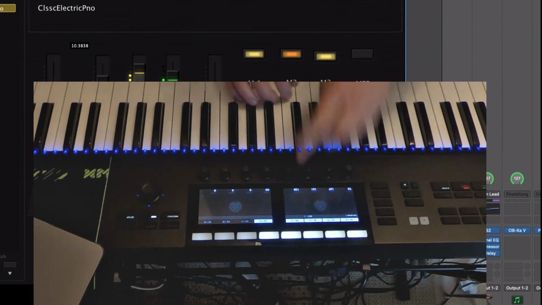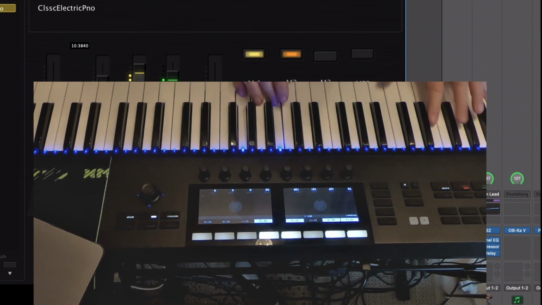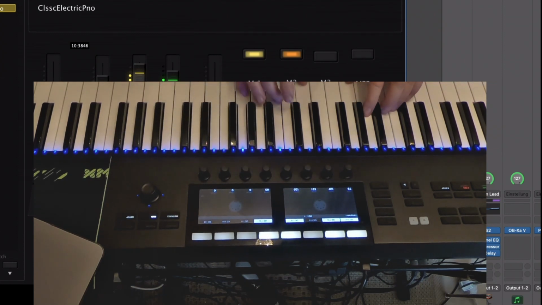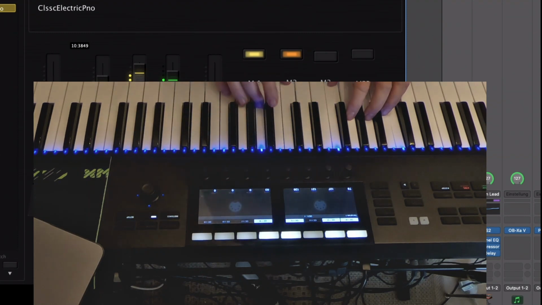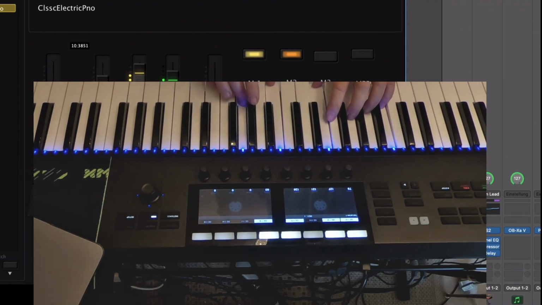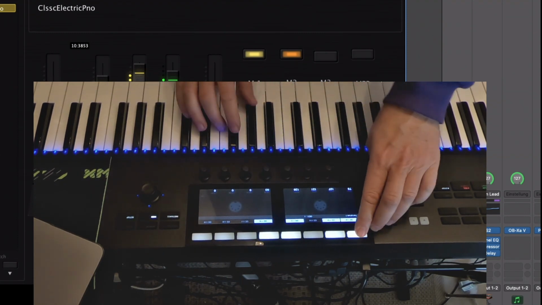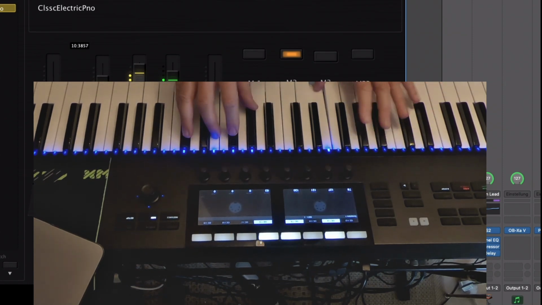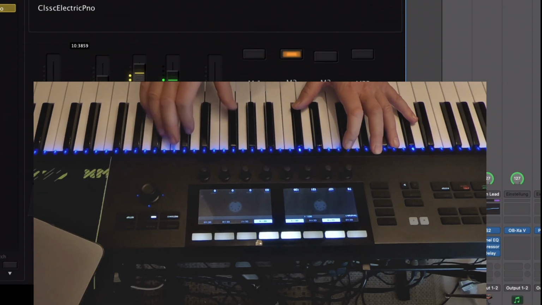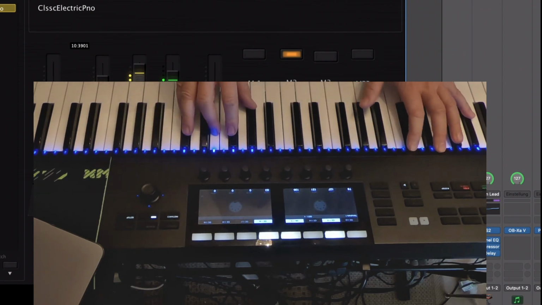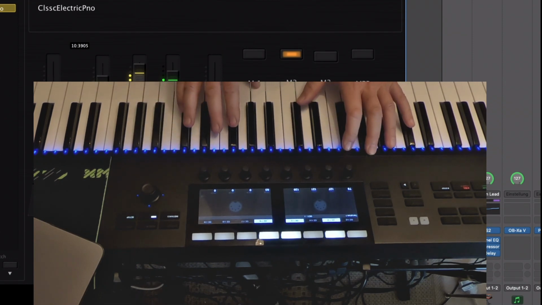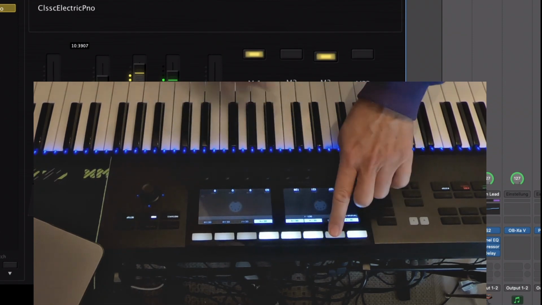Switch over to the brass. And then brass and piano bass together. Then solo. Off.